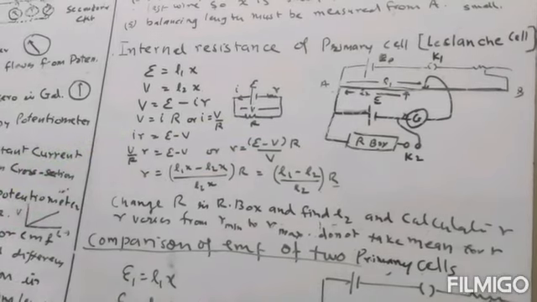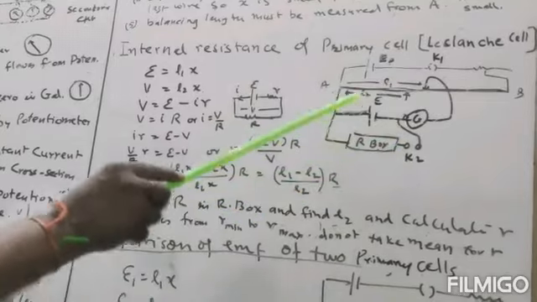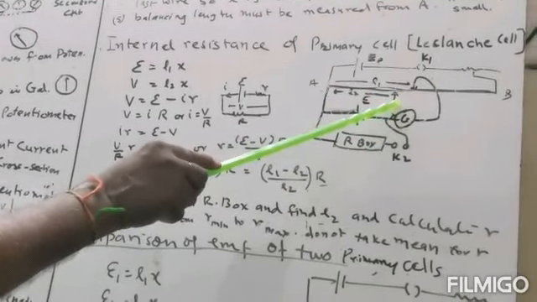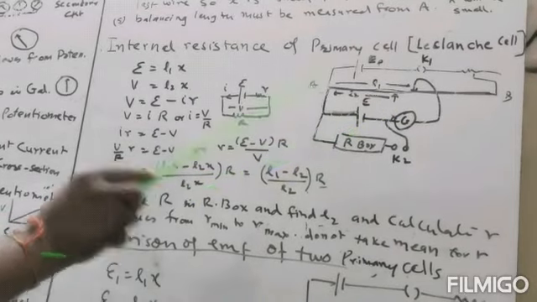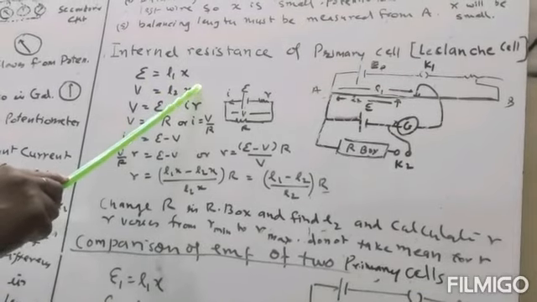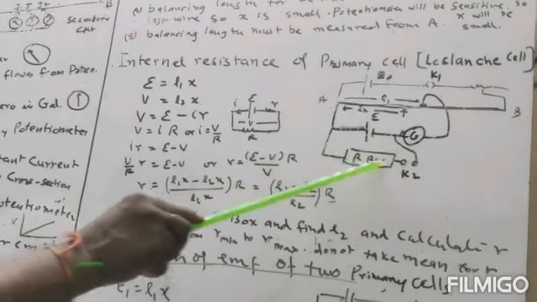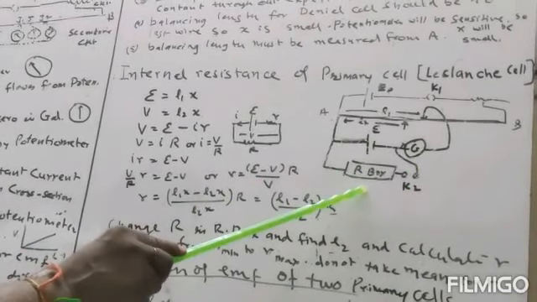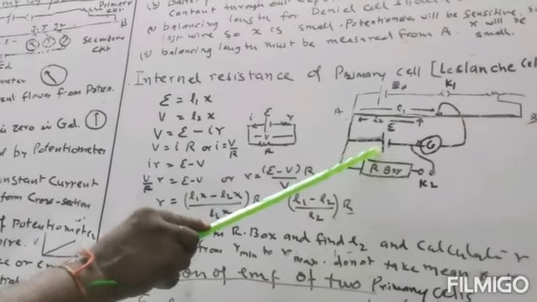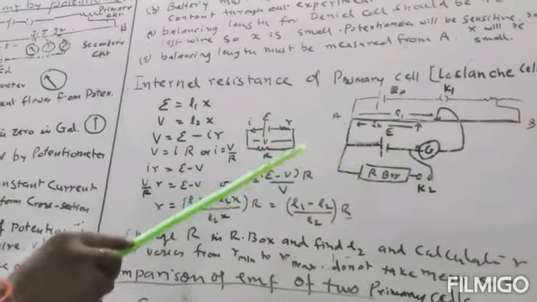So first, what we'll do is keep this key open. When the key is open, we find the balancing length, and suppose the balancing length is L1. Then EMF of this cell E will be equal to L1 into X, where X is the potential gradient. Now we close this key. So the circuit is closed. Now current will also pass through the cell, and the resistance in the resistance box is capital R. Then there will be a terminal voltage V on the cell.